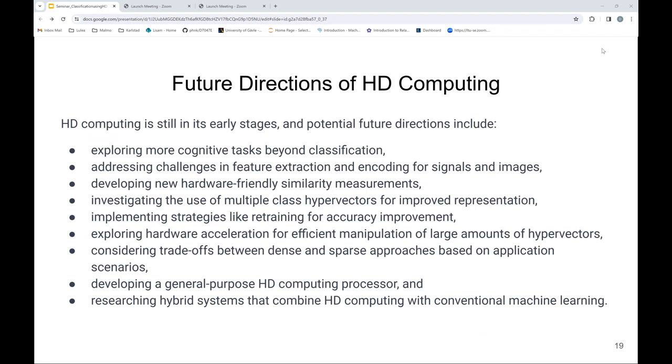Future directions that have been discussed for HD computing, as it is still in its early stages, include exploring more cognitive tasks beyond classification, addressing challenges in feature extraction and encoding for signal matches, developing new hardware-friendly similarity measurements, investigating the use of multiple class hypervectors for improved representation, implementing strategies like retraining for accuracy improvement, exploring hardware acceleration for efficient manipulation of large amounts of hypervectors, considering the trade-offs between dense and sparse approaches based on each application scenario, developing a general purpose hyperdimensional computing processor, and finally researching hybrid systems that combine hyperdimensional computing with conventional machine learning.